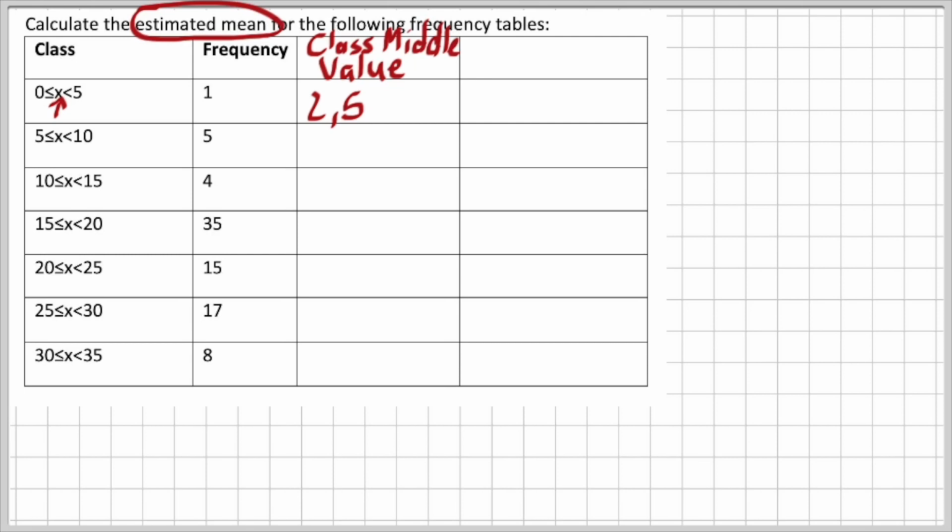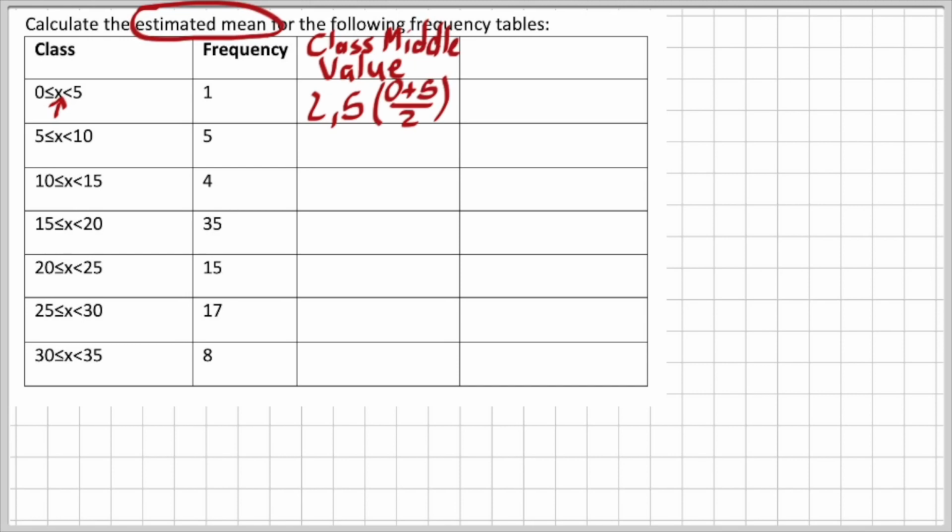And what number is exactly between 0 and 5? Come on, ladies and gents. That's 2.5. If you want a formula, it's 0 plus 5 over 2. What we are basically assuming in determining estimated means is that all of the kids that got between 0 and 5 got exactly 2.5. That is what we are assuming. Is it right? We have no clue. We don't know, but that's our assumption.